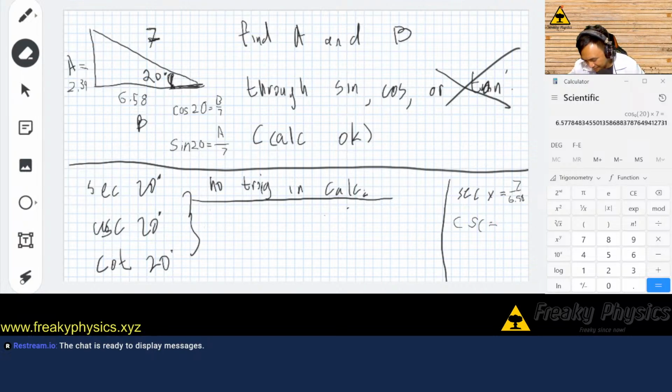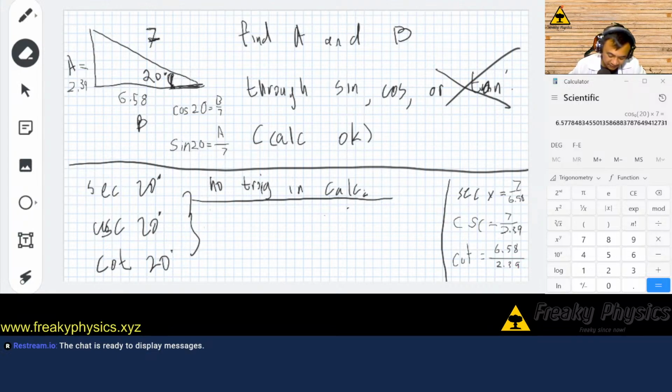Cosecant is the opposite of sine. So 7 over 2.39. Correct. And cot is just the opposite of tan, which is adjacent over opposite. So 6.58 and 2.39. Correct.